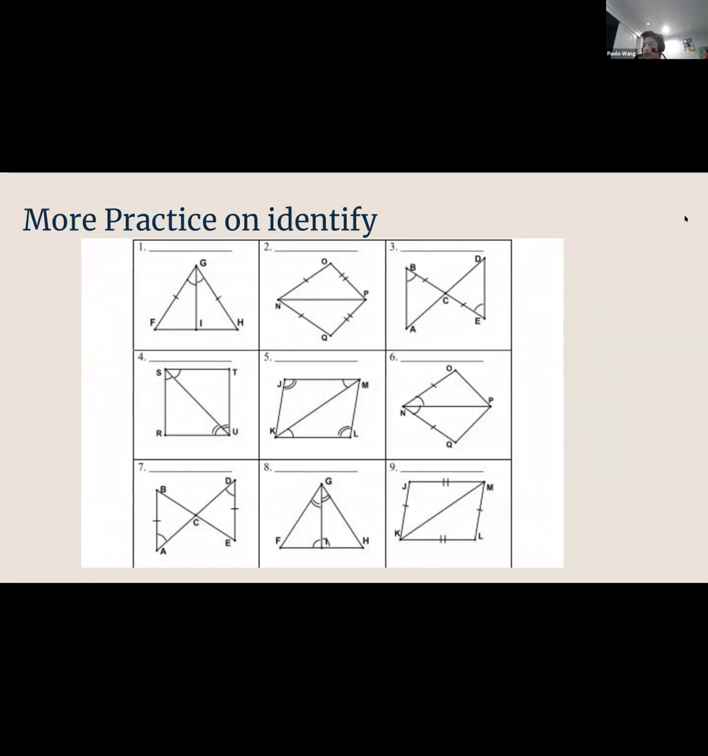Alright, for number 9, you have these two sides which are congruent, and then these two sides which are congruent. And then since this angle is also congruent, you know from SSS that the triangles are congruent.